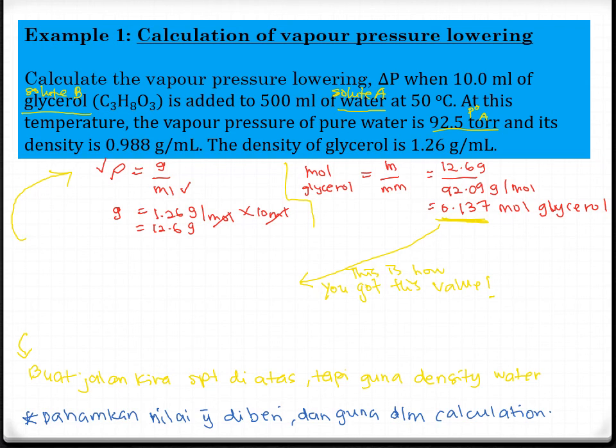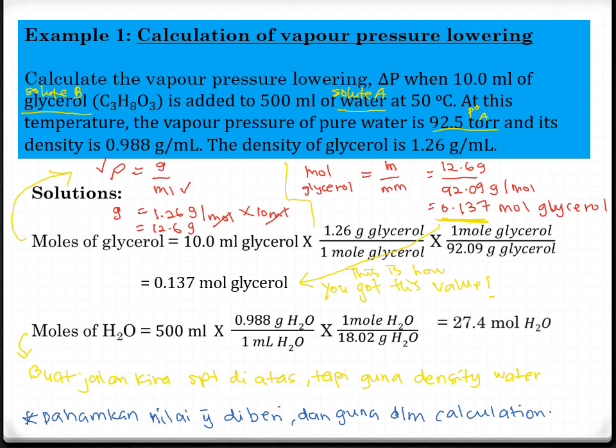There are a few examples that involve calculation of vapor pressure lowering. Please help yourself to understand each of the questions. If you have any problem, please ask me during our online class.